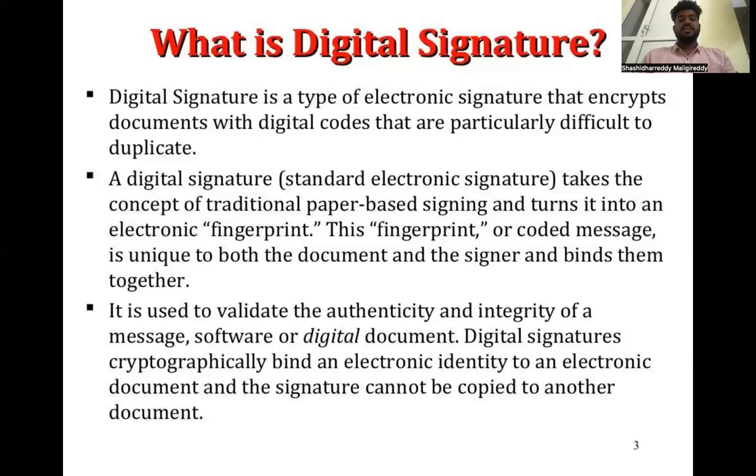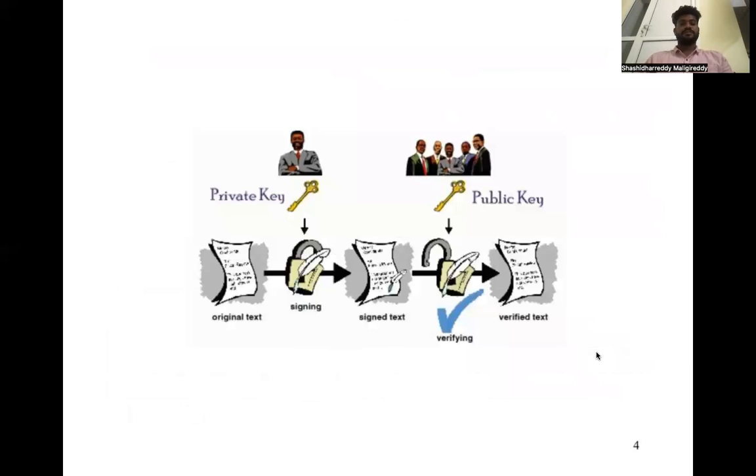Digital signatures cryptographically bind an electronic identity to a document, like a signature to a document. The signature cannot be copied from one document to another document. See here, the original text is being signed by using the private key of a person. The signed text can be verified by using the public key, but the original text cannot be changed here itself. Only the owner can change the original text, and then it has to be signed again with the private key. Then the signed text can be verified using the public key.